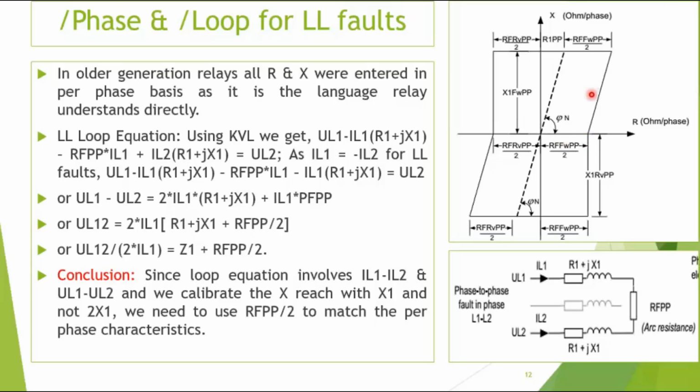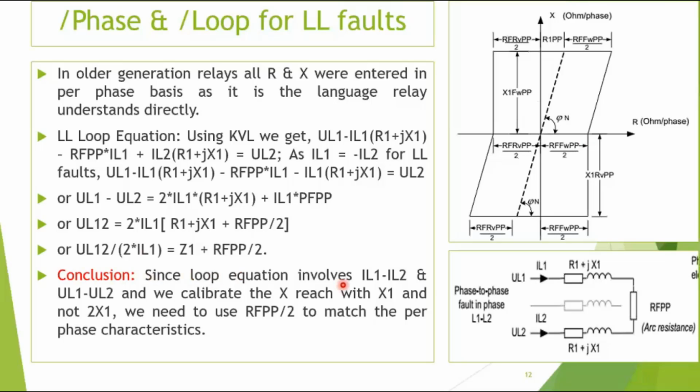Meaning, the main thing is that when you test the relay, this loop impedance has to be divided by 2 to draw the per phase diagram. Otherwise, your relay testing will go wrong. That is what is shown by this.